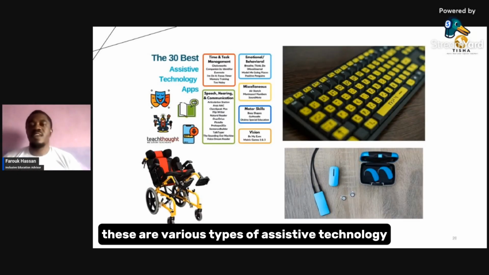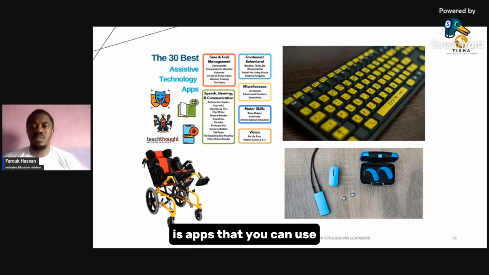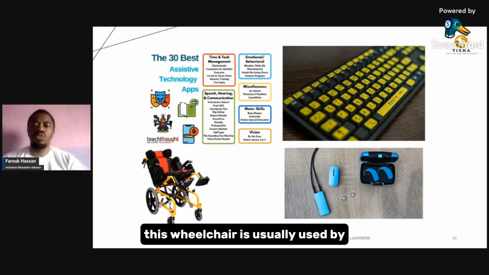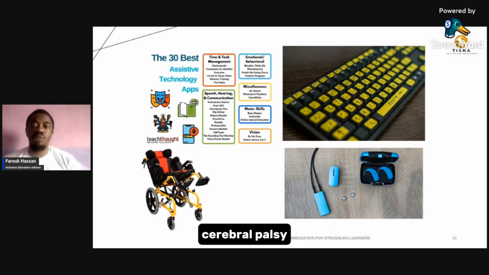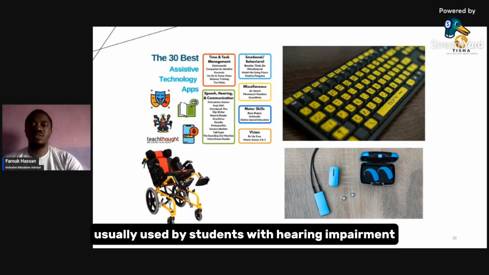Okay, good. These are various types of assistive technology. The first one, the top left, is apps that you can use. The top right is a braille keyboard. The bottom left is a wheelchair. This wheelchair is usually used by students with physical disability, cerebral palsy, spinal bifida. They use this a lot. And then the bottom right are hearing aids, usually used by students with hearing impairment.